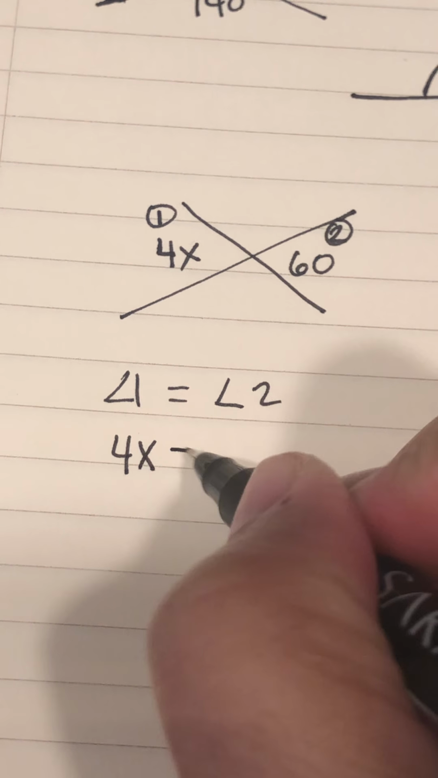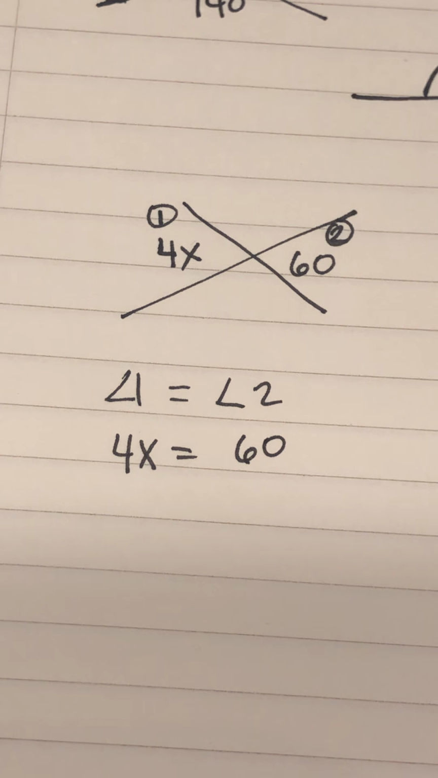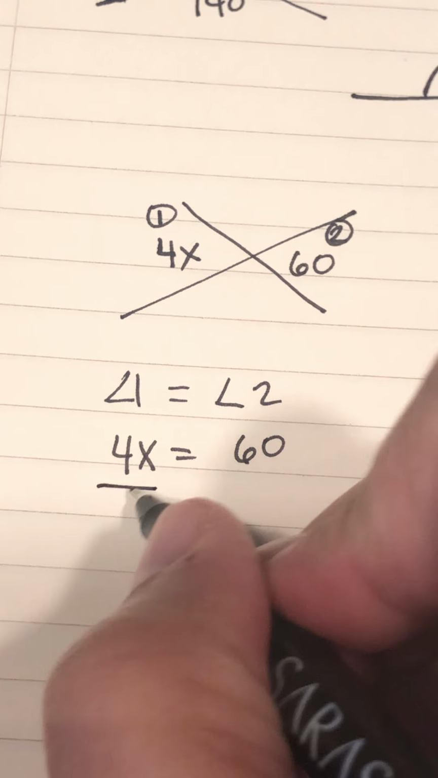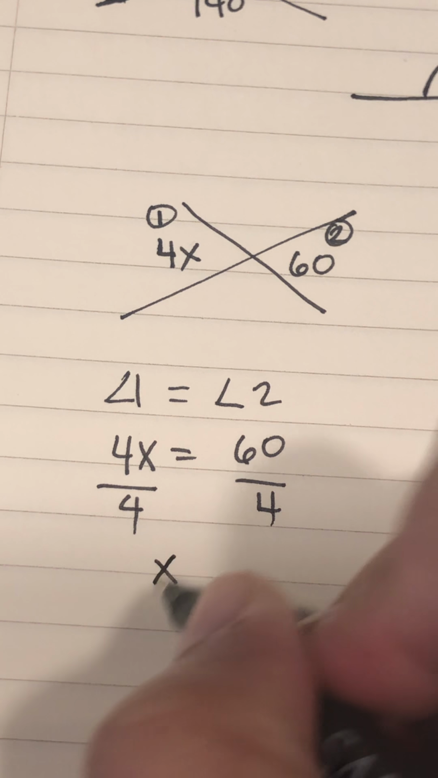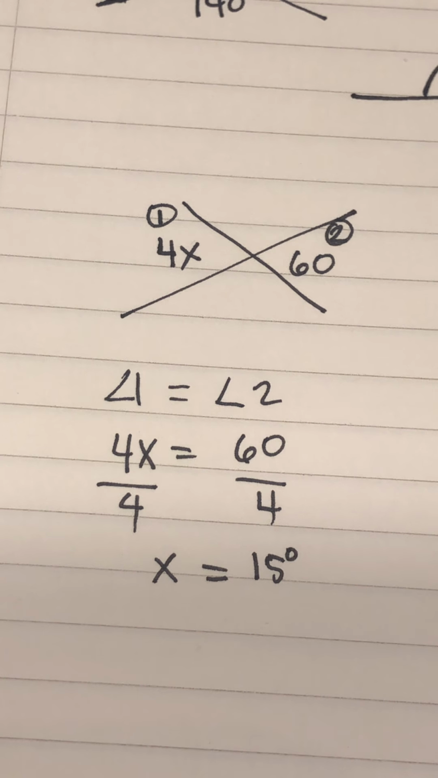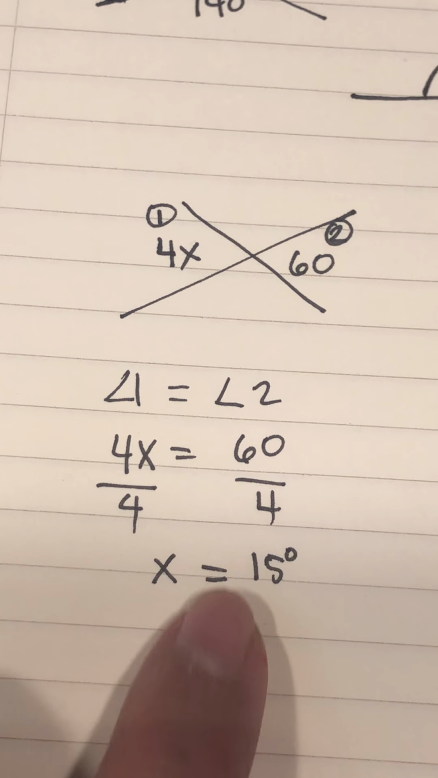4x. How about angle 2? 60. And then you have an equation there. So you have a one-step equation here. So divided by 4. So x is equal to 15 degrees. So I know that my x value is 15.